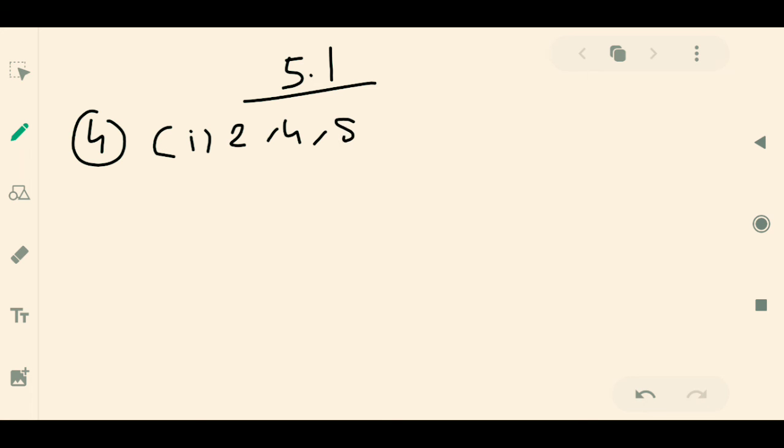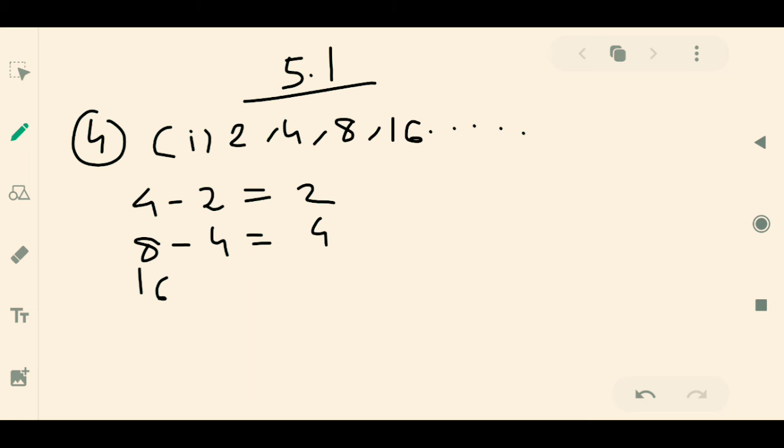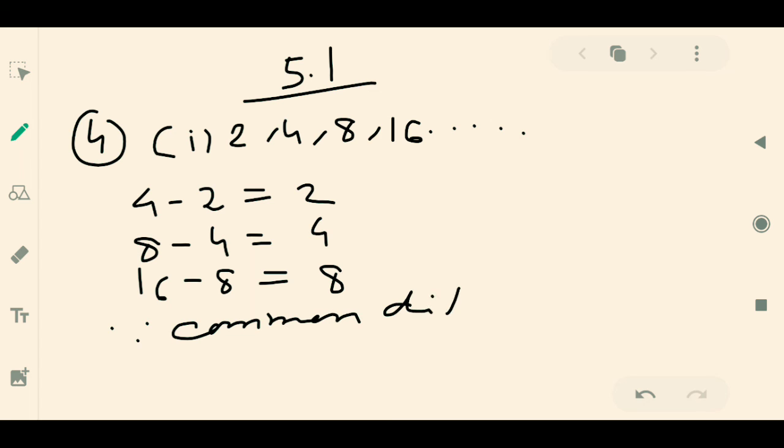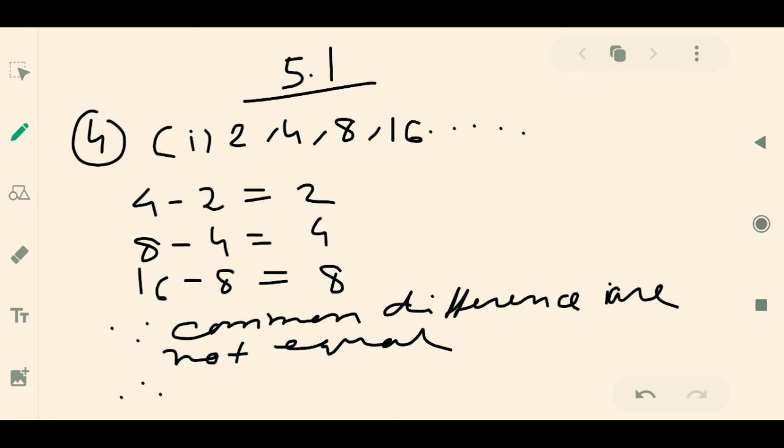And how to find out whether it is in AP? You have to check whether the common difference is the same or not. How will we do that? You do second minus first, that is 2 coming, then third minus second, 4 coming, then fourth minus third. So you can see that the common difference is not the same. Since the common differences are not equal, therefore it is not in AP.